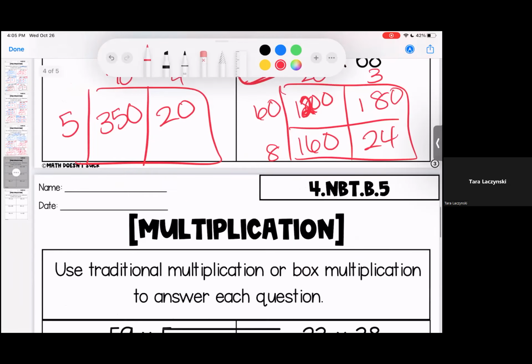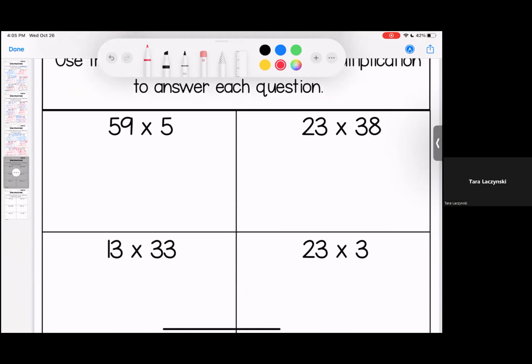That is the end of page 3. Go ahead and stop unless you're ready for page 4. If you are, then here we go.